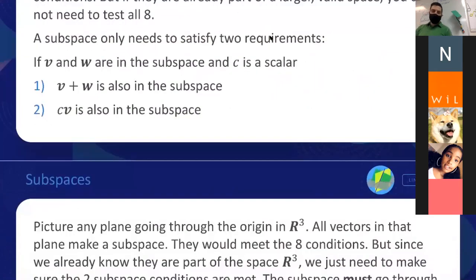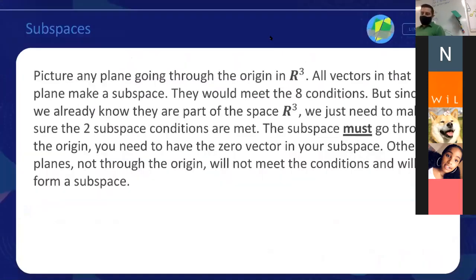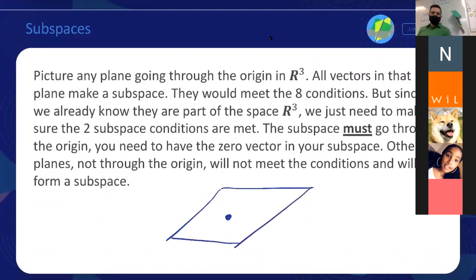Okay, so a good way to picture this: picture a plane going through the origin in R3. So say that's the origin and a plane cuts through it. The vectors in that plane are a subspace of R3. They will have 3 components in them. If I take vectors in this plane, they might be vectors (1, 1, 1) and (1, 2, 3) or whatever that are both in that plane.